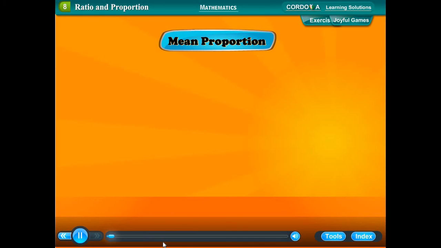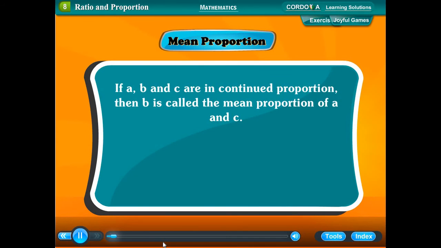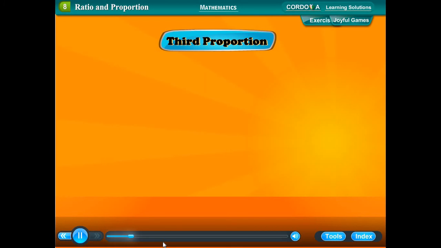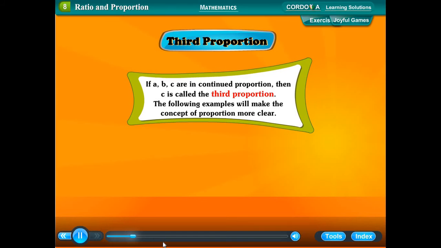Mean proportion. If A, B and C are in continued proportion, then B is called the mean proportion of A and C. A is to B is equal to B is to C. This implies A upon B is equal to B upon C. This implies B square is equal to AC. Third proportion. If A, B, C are in continued proportion, then C is called the third proportion. The following examples will make the concept of proportion more clear.